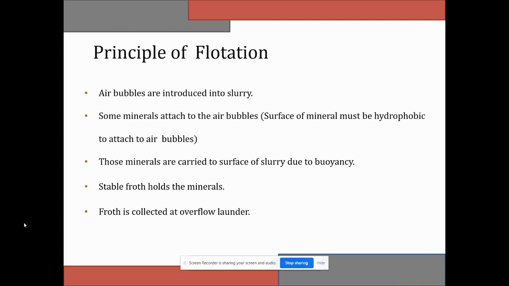As we saw in the video, the principle of flotation majorly involves the following points. First, air bubbles are introduced into the slurry. Second, some minerals attach to the air bubbles; the surface of the mineral must be hydrophobic to attach to air bubbles. Third, those minerals are carried to the surface of the slurry due to buoyancy. Fourth, the stable froth holds the mineral. Fifth, froth is collected at overflow launders. Next slide.